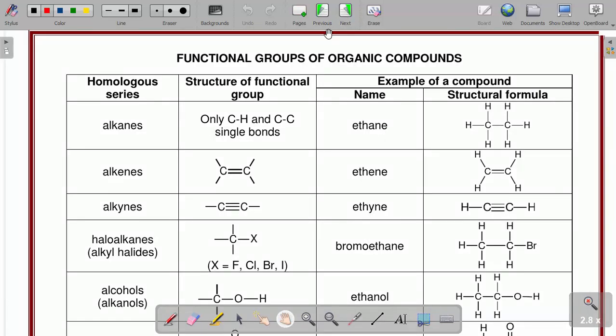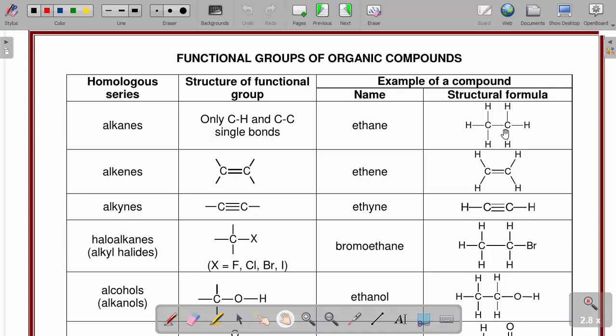Now we have got functional groups of organic compounds, and there are 9 of them, which you are supposed to know. These are homologous series. This is the structure of the functional group, and then these are examples of the compound. For example, one of them is called alkanes, and the structure is just carbon to carbon single bonds. An example could be ethane, and this is the formula for ethane. You can see, this is the structural formula.